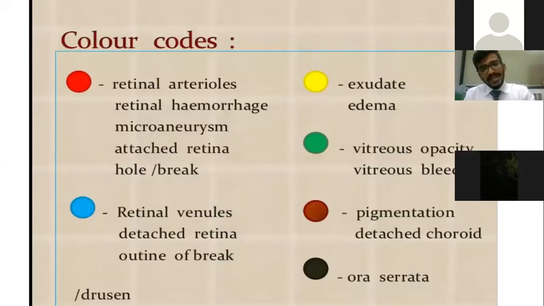The color coding is red for the retinal arterioles, hemorrhage, microaneurysm, attached retina. But attached retina, only if a patient of RD, you need to draw the red attached retina. Otherwise, you can just keep it white. A hole or break, the center is red and the periphery is blue.